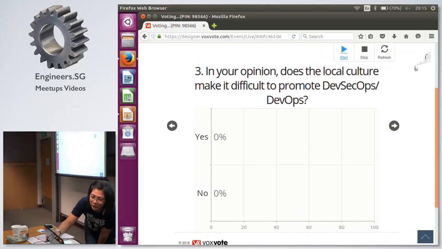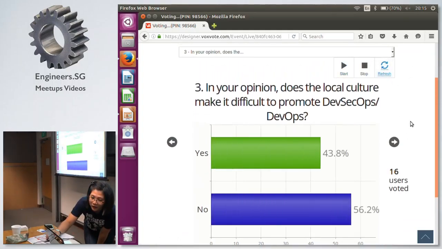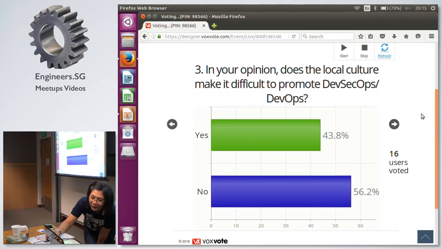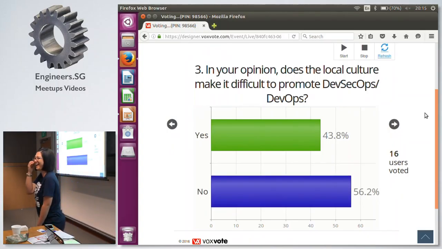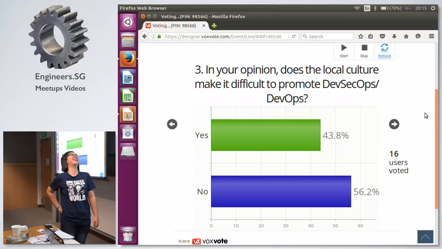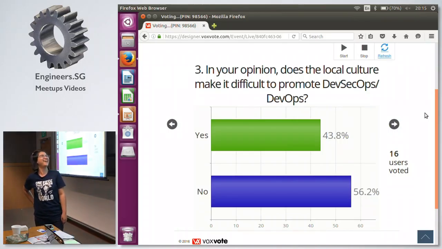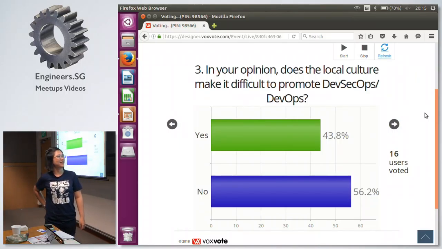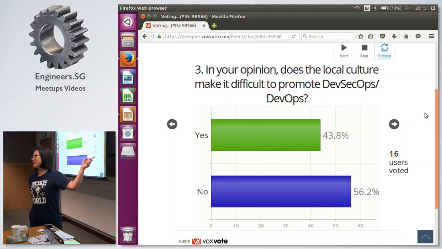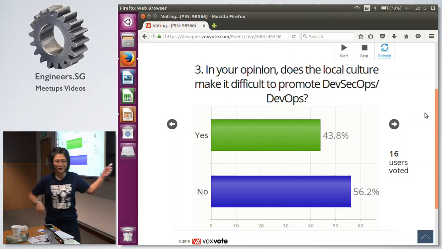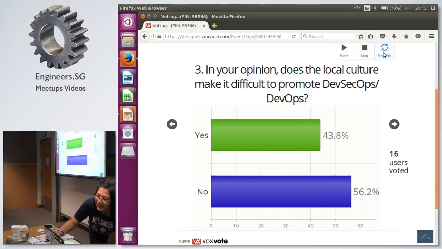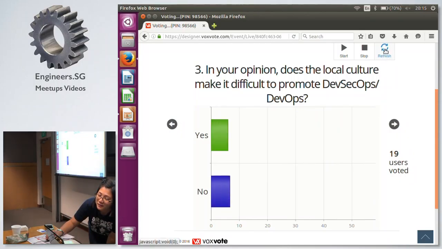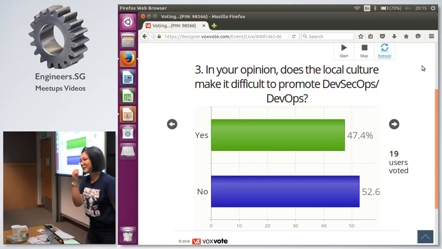And let's have a look. Oh? Really? Really? Really? DevOps was invented in Singapore. Okay, this is pretty interesting, right? If you go to JobStreet or whatever, a lot of jobs are looking for DevOps at the moment. Depends on what that means to people.